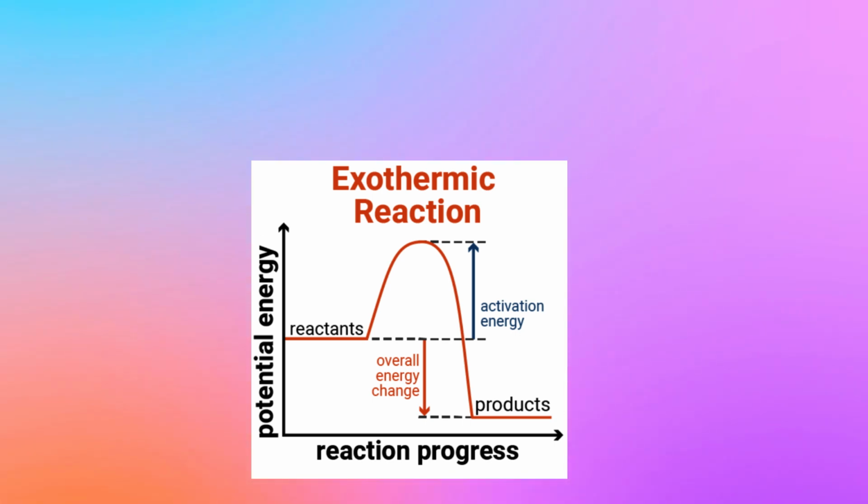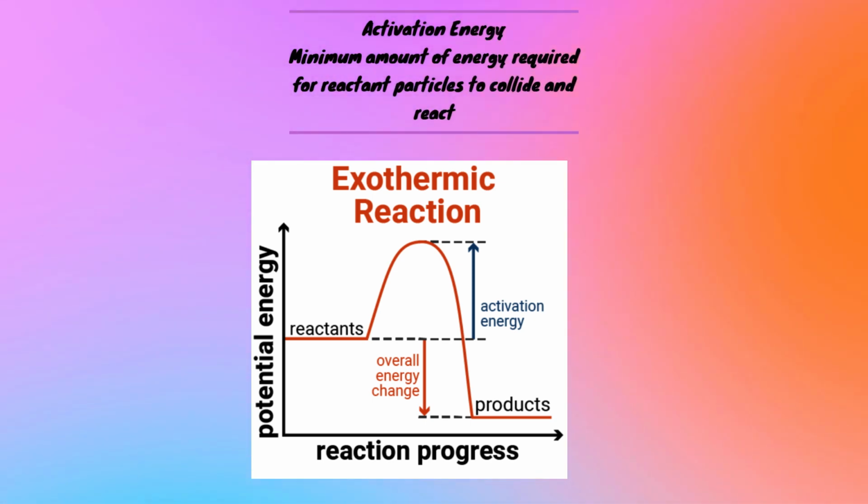Now, our reactants level is much higher than where our products goes, and this is because the difference between the reactants and the peak of the curve is what we call the activation energy. Now, that is the minimum amount of energy needed for reactant particles to collide and react. If we do not have enough energy to equal the activation energy, particles would just bounce off one another.